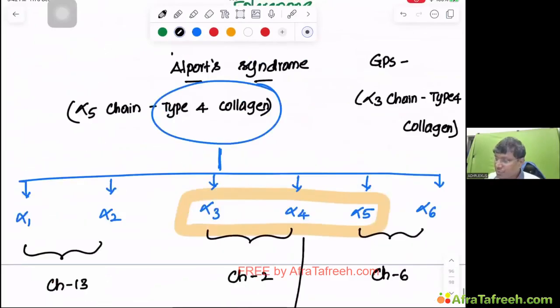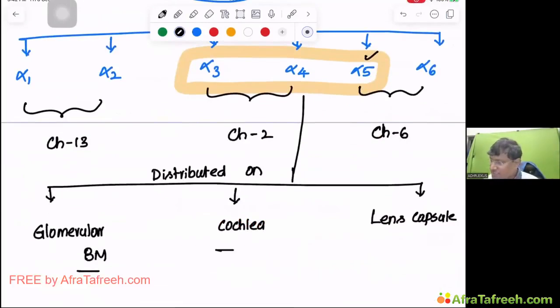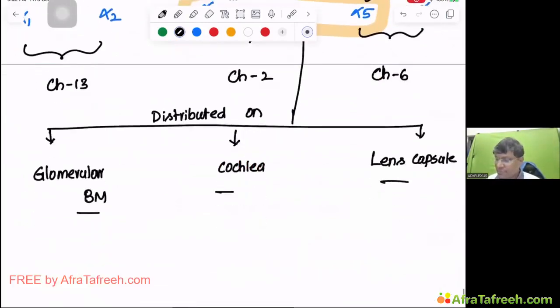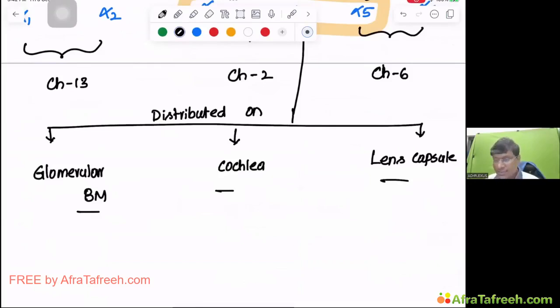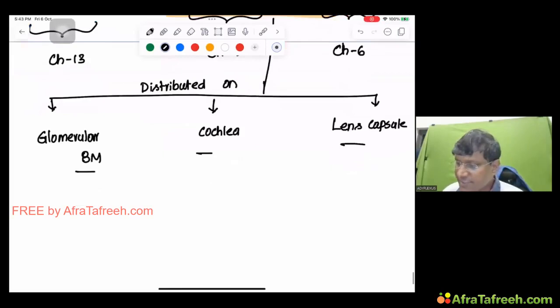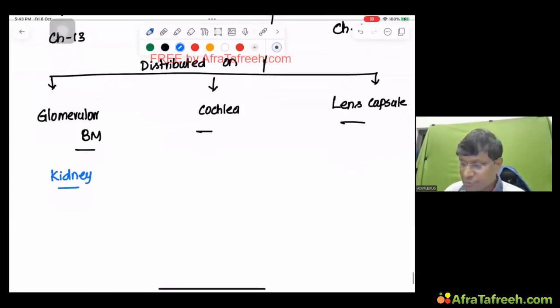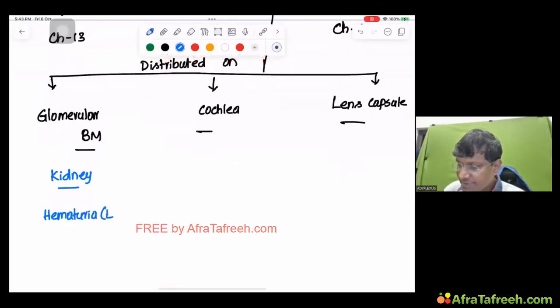And in Alport's, what is the problem? It is in the alpha 5 chain. So that is the reason why you will have all these 3 manifestations in the Alport's. You will have glomerular, the kidney problems, cochlea, ear problems, lens, that is the ophthalmic problems. So all these are being defective. So accordingly, you will have a triad in patients with Alport's syndrome. What is a triad? The kidney involvement in patients with Alport's will be hematuria. And this hematuria is the earliest manifestation.